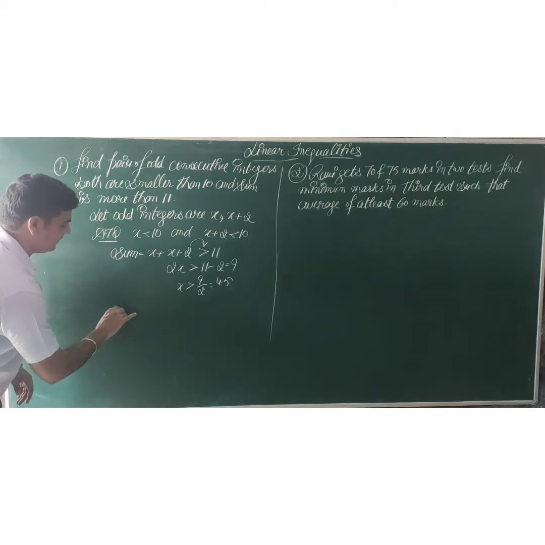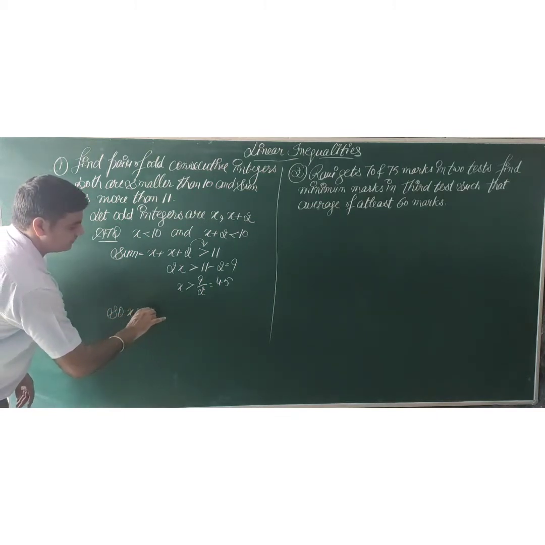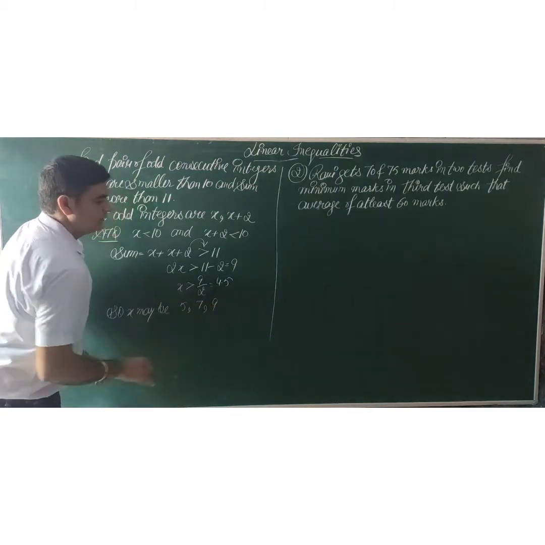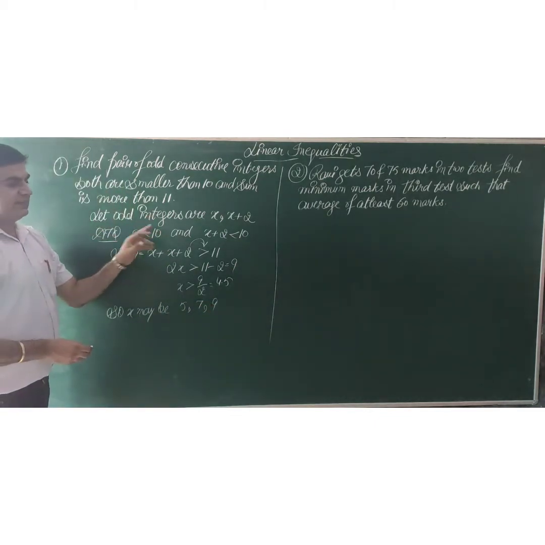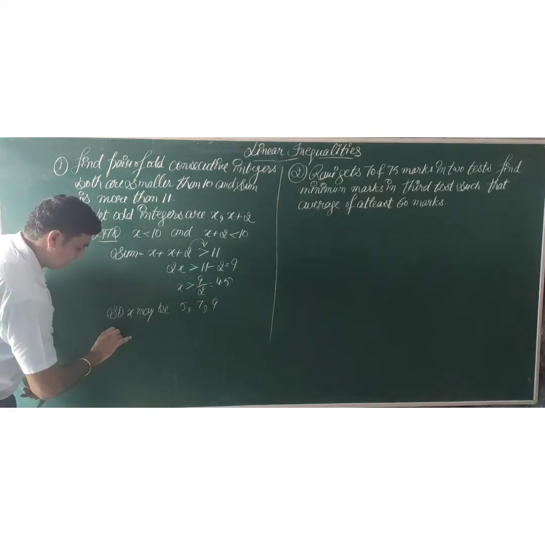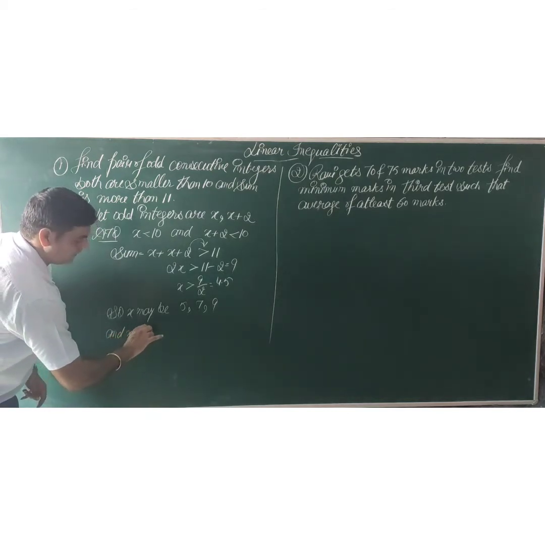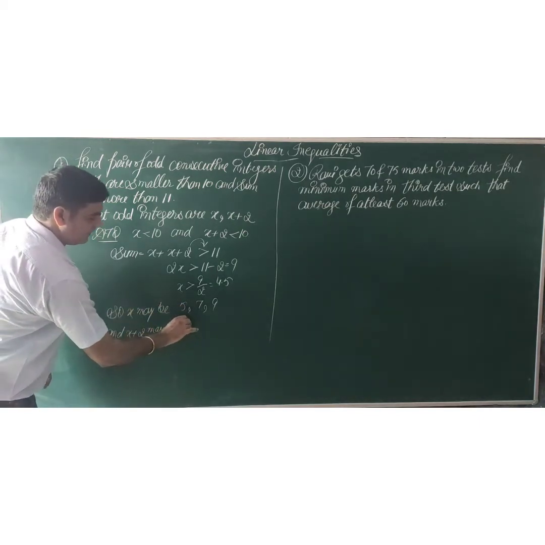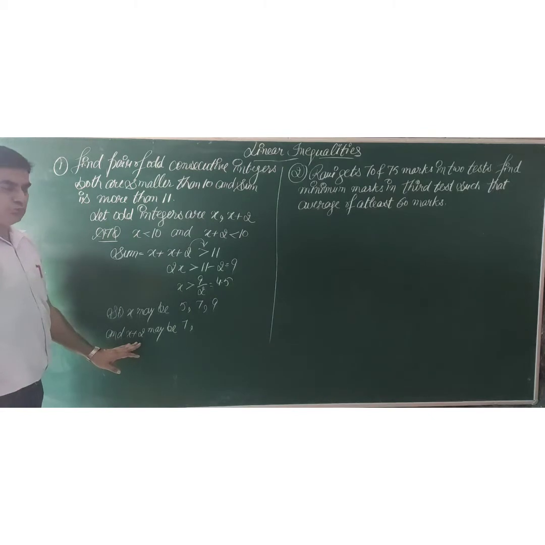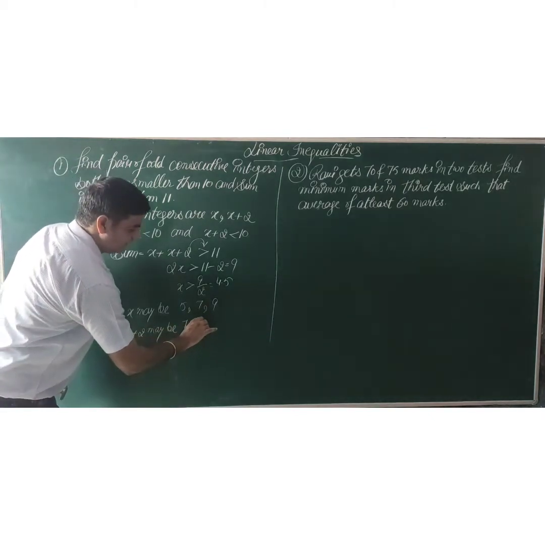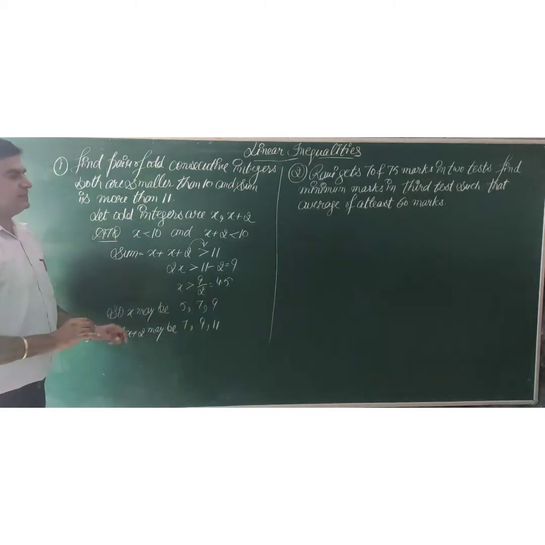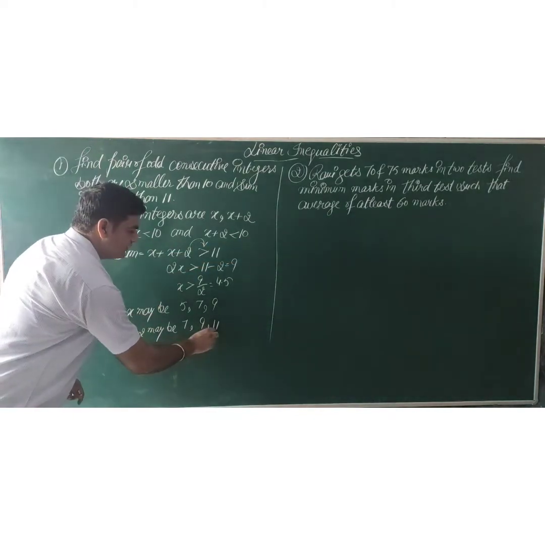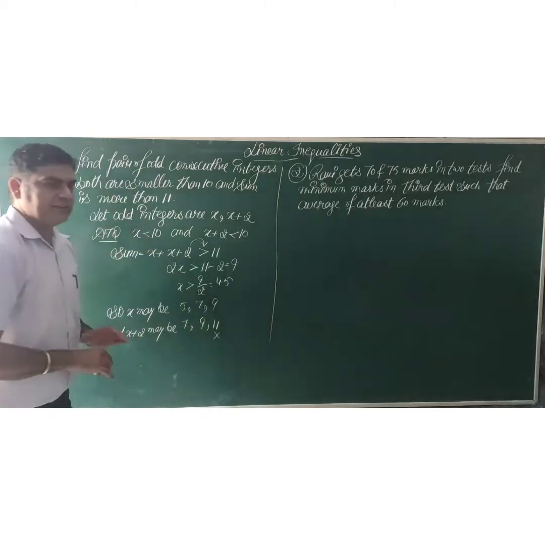So x may be 5, 7 and 9, because x less than 10 is given. And x plus 2, if you take x as 5, x plus 2 is 7. For 7 we get 9, for 9 we get 11. It is given x is less than 10, x plus 2 also less than 10, but 11 is more than 10. So this value is rejected.